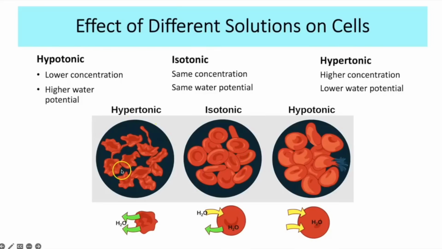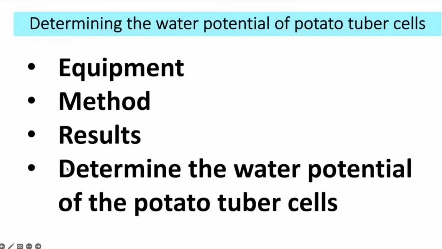In a hypertonic solution, because there is a more negative water potential outside of the cell, water will leave the cell by osmosis, causing it to lose mass because that water has been lost and it shrivels up. So let's go through then the equipment you'll need, the method, the results, and how we can actually use all of that to determine the water potential of those potato tuber cells.